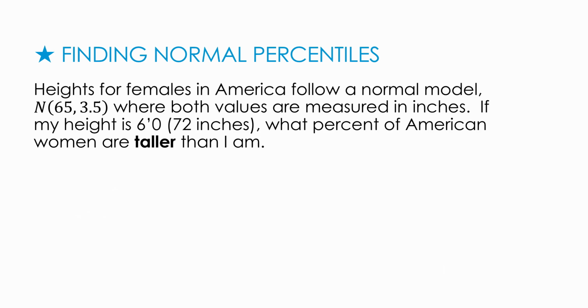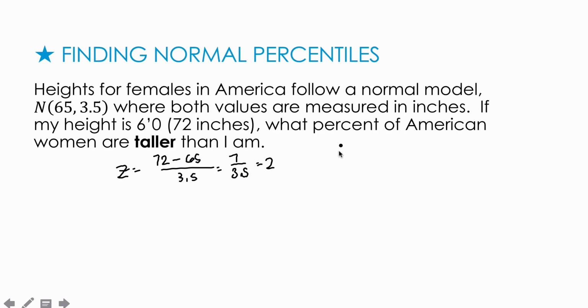Now for this last question, I want to take a look at a question involving height because I'm quite tall, so I get questions about it a lot. The normal model is that females are 65 inches tall with a standard deviation of 3.5. I am going to find the z-score, which is my observed value of 72 inches minus 65 divided by my standard deviation, and I end up with 7 over 3.5, which is 2.